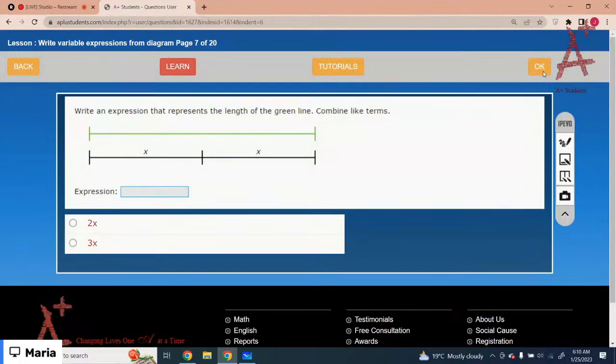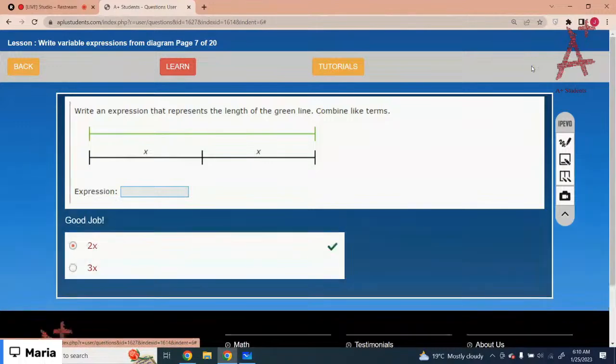So they are the like terms. You can add. So it would be x plus x equals 2x. Got it? So the correct option is 2x. Just select the correct option and click on the OK button.